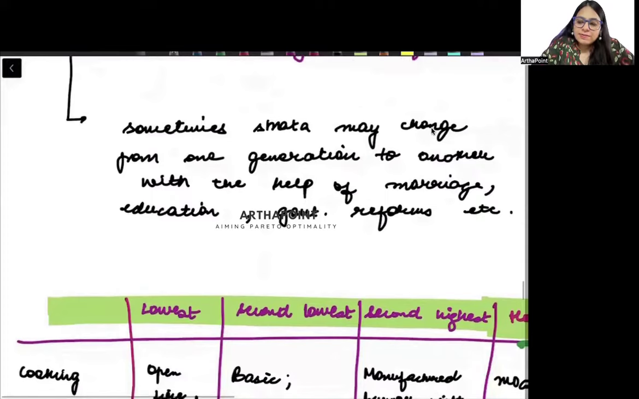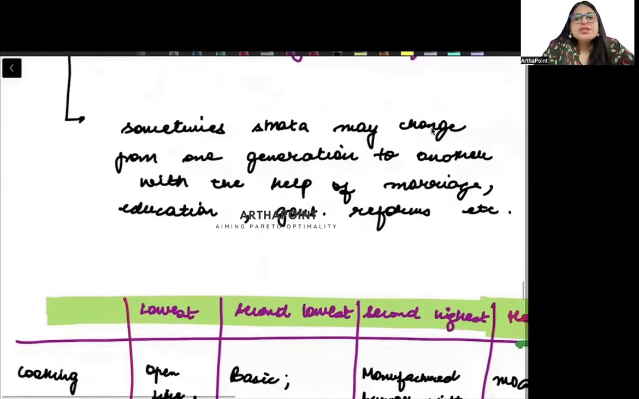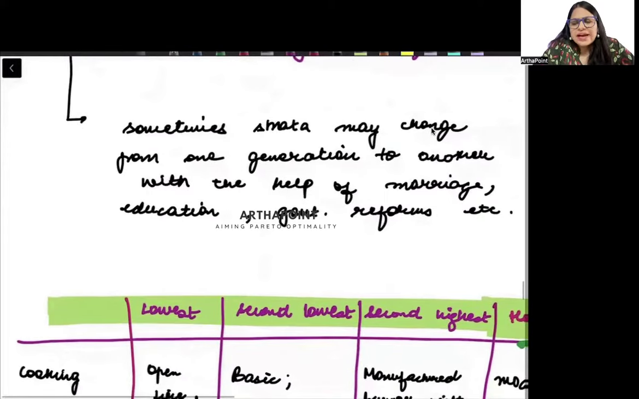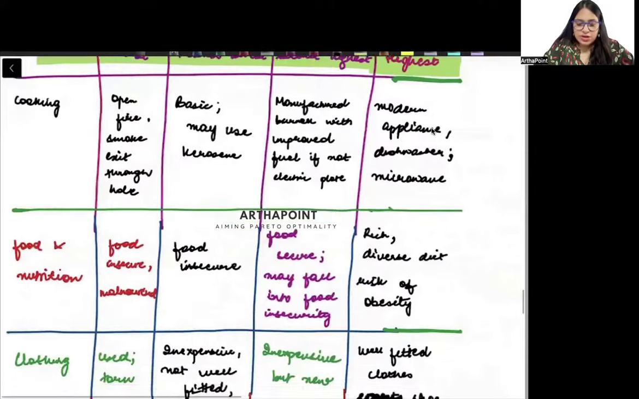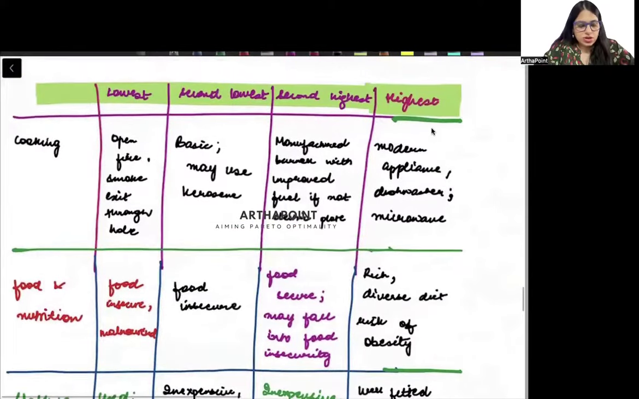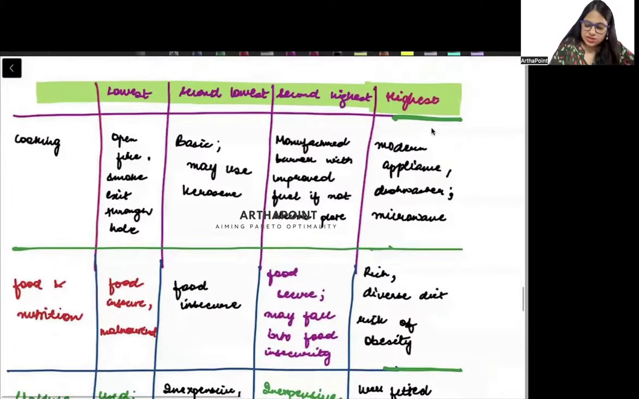अच्छा, but from one generation to another, the strata can change. Maybe my grandfather was living under poverty, but I am not, right? So it can happen that from one generation to another, with the help of marriage, education, government reforms, etc., your strata can change. अच्छा बेटा, अब यही चारों स्ट्रेटास को ना, I have tried to list this down in a box so that it is much easier for you to understand.